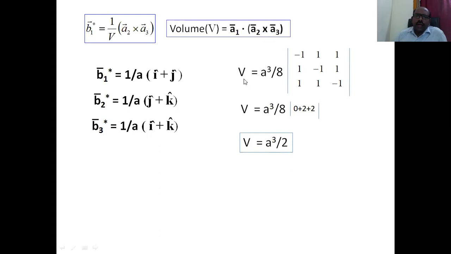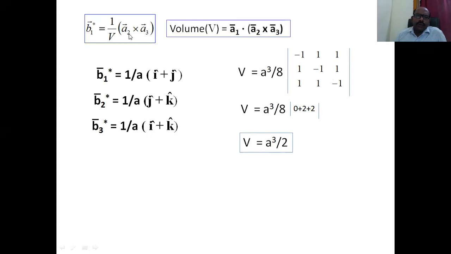So we have to calculate the volume first. It is the volume formula, and for that we are doing this: a by 2, a by 2, a by 2, totally a cube by 8. Its determinant value is 0 plus 2 plus 2, that is 4. So 4 by 8 is 1 by 2. So totally the volume is a cube by 2.